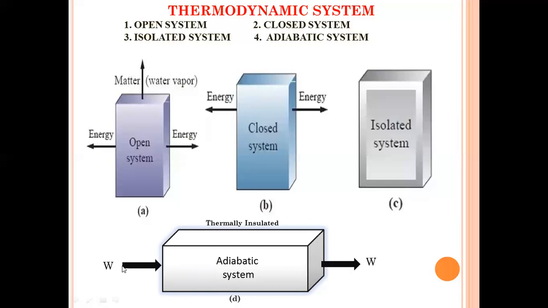If this work does not cross the boundary of the system with the surrounding, then the adiabatic system becomes an isolated system. An adiabatic system becomes an isolated system when there is no exchange of work with the surrounding. So these are the four basic different types of thermodynamic system: open system, closed system, isolated system, and adiabatic system.